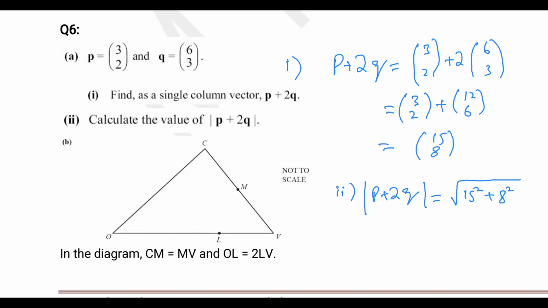G, please calculate and tell me the length for this vector P plus 2q. I think it's 17. Please confirm. Yes, 17.